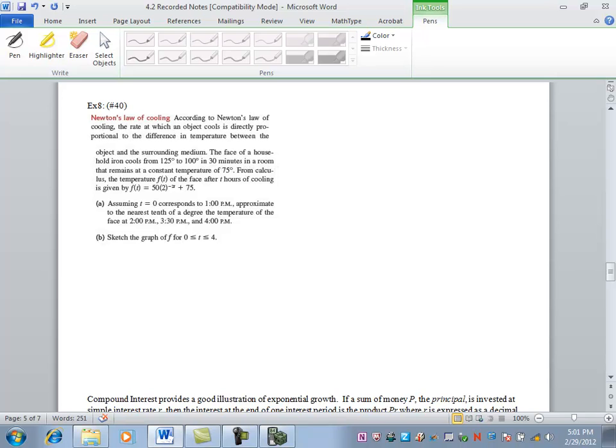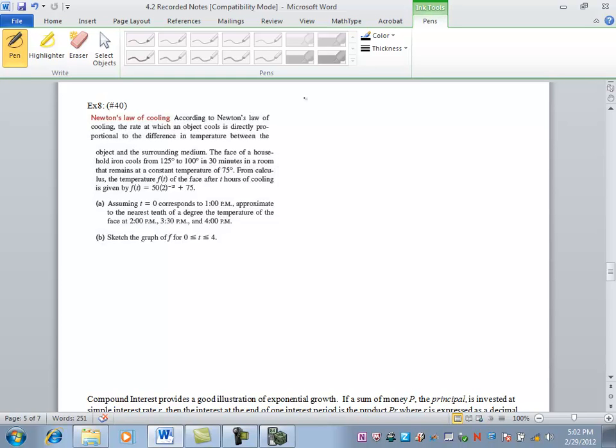Newton's law of cooling tells us that the rate at which an object cools is directly proportional to the difference in temperature between the object and the surrounding medium. The face of a household iron cools from 125 degrees to 100 degrees in about a half hour in a room that remains at a constant temperature of 75 degrees. From calculus, the temperature of the face after T hours of cooling is given by this function. Assuming that T equals 0 corresponds to 1 o'clock, approximate to the nearest tenth of a degree the temperature at 2, 3:30, and 4 o'clock.